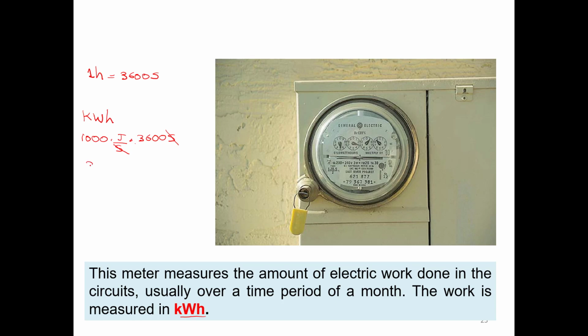And if we multiply these numbers together, we will have 3,600,000 joules. We can write this in scientific notation, counting 1, 2, 3, 4, 5, 6. And this corresponds to 3.6 times 10 to the power 6 joules. Now we can write that 1 kilowatt-hour equals 3.6 times 10 to the power 6 joules. And this is the equivalence between the kilowatt-hour and the joules. And we can see it is a big number.